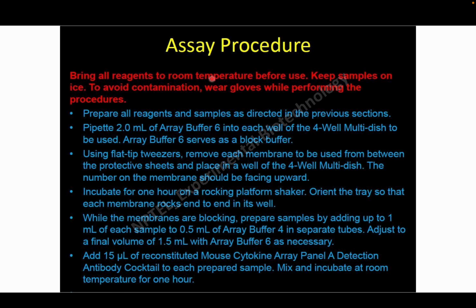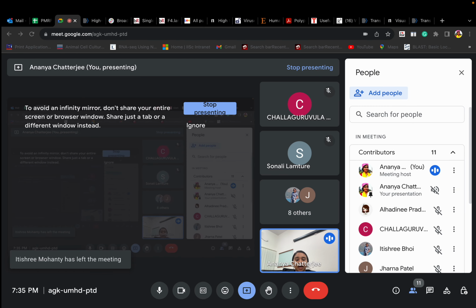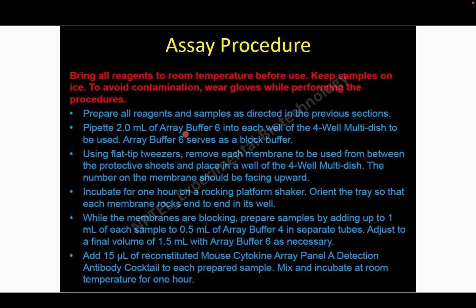Bring all reagents to room temperature before use. Keep samples on ice to avoid contamination. Wear gloves while performing the procedure. You have to prepare all the reagents and samples as directed in the previous section, and pipette 2 ml of array buffer 6 into each well of the 4-well multi-dish to be used. Using flat-tip tweezers, remove each membrane to be used from between the protective sheets and place it in the well. Incubate for 1 hour on a rocking platform shaker.